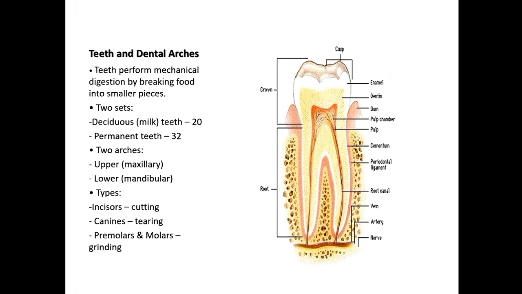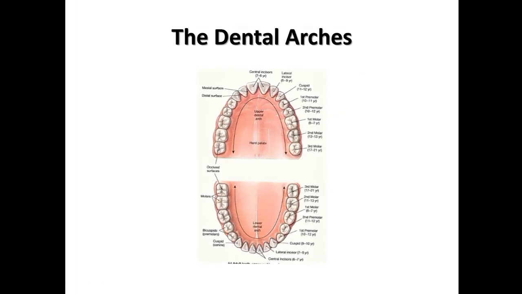Teeth are arranged in two dental arches: the upper or maxillary arch and the lower or mandibular arch. Each arch includes incisors for cutting, canines for tearing, premolars and molars for grinding. Together, they break down food mechanically, increasing the surface area for enzymes to act on.